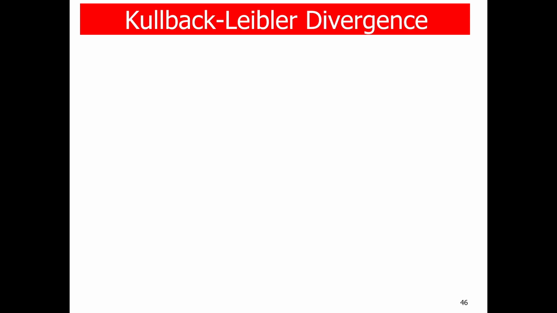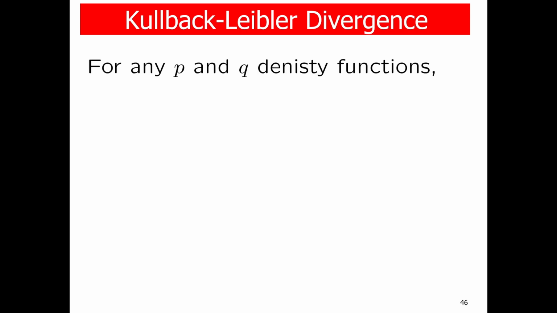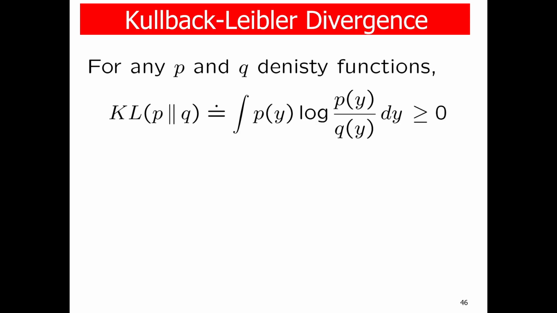We will need the definition of the Kullback-Leibler divergence. For any density functions p and q, the Kullback-Leibler divergence between densities p and q is defined by this expression, integral p times log p over q. It's easy to prove that this divergence is always non-negative, and it is zero if and only if p equals q. So in some sense, it measures how far p is from q.